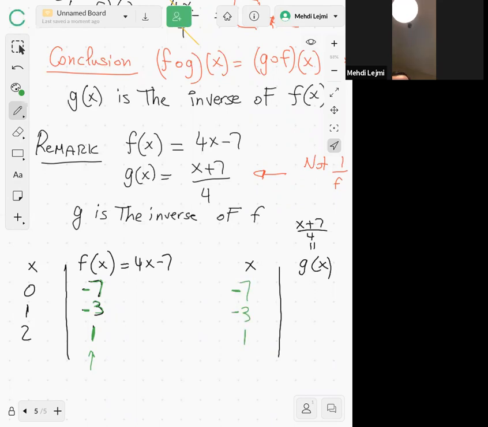All right, so if x is negative 7, what will be g of negative 7? Well, you just replace this x by negative 7, right? So it's negative 7 plus 7 over 4. That's my g. Negative 7 plus 7, of course, is 0, and 0 over 4 will be 0. So the answer here is 0. As you can see, the answer 0 is the same as the input x here.